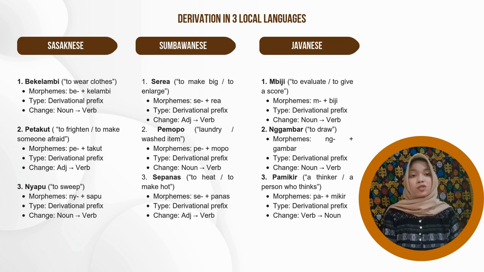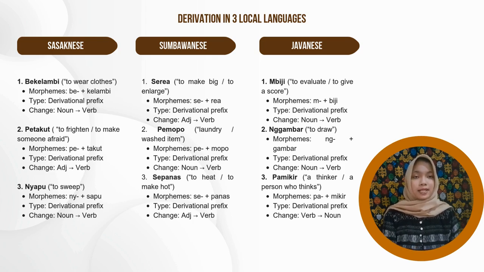And for Sumbawa, we examine Serea, pemopo, and sepanas. Again, the language mostly uses prefixes such as se and pe. Se forms causative verbs while pe forms nouns from verbs. The pattern shows that Sumbawa derivation focuses on causative formations and nominalization through prefixation.